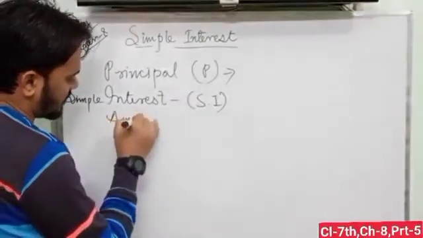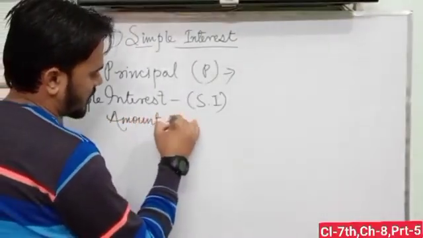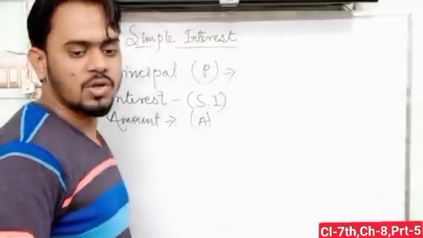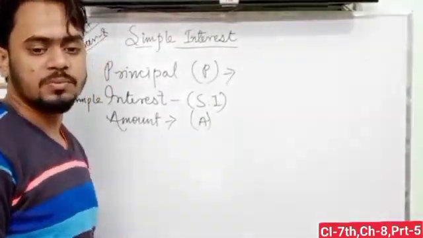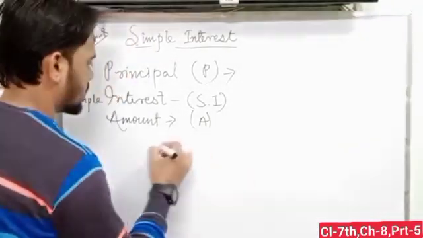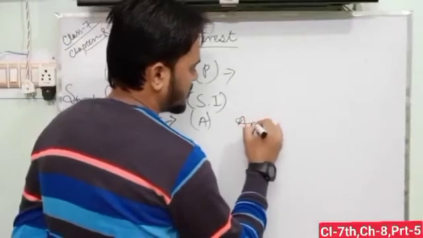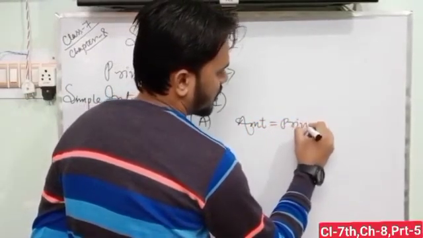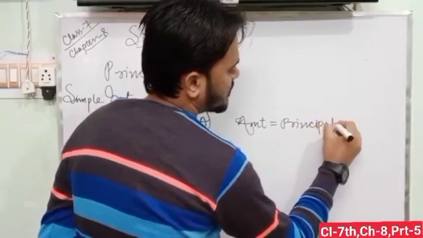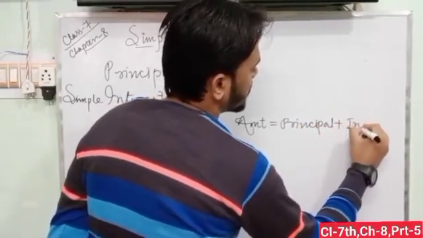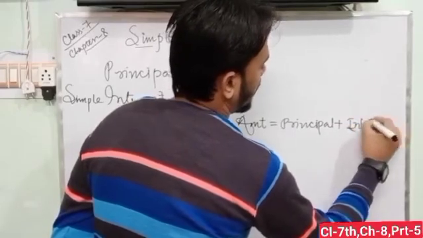And the third term is amount. The total sum of money including the principal and the interest is called amount. It means amount is equal to principal plus interest.